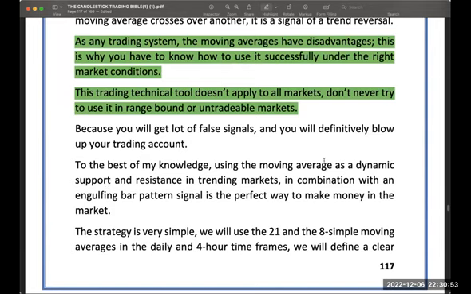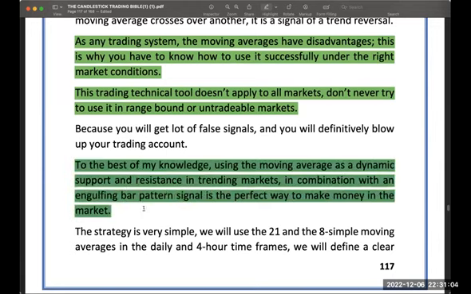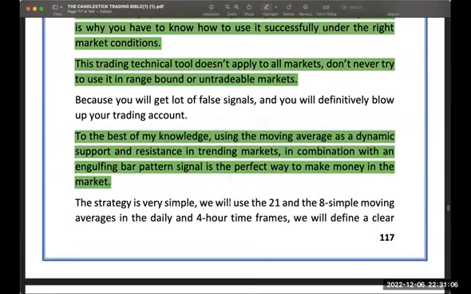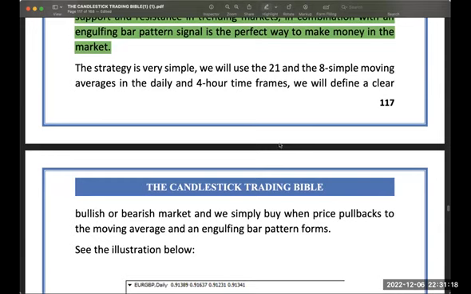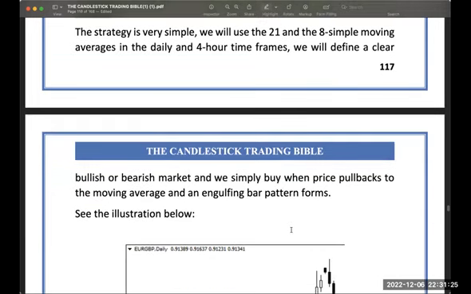To the best of my knowledge, using moving averages as dynamic support and resistance in combination with an engulfing bar pattern signal is the perfect way to make money in the market. This strategy is very simple. We'll use the 21 and the 8 simple moving averages in the daily and the 4-hour time frames. We'll define a clear bullish or bearish market, and we simply buy when the price pulls back to the moving average and an engulfing bar pattern forms.